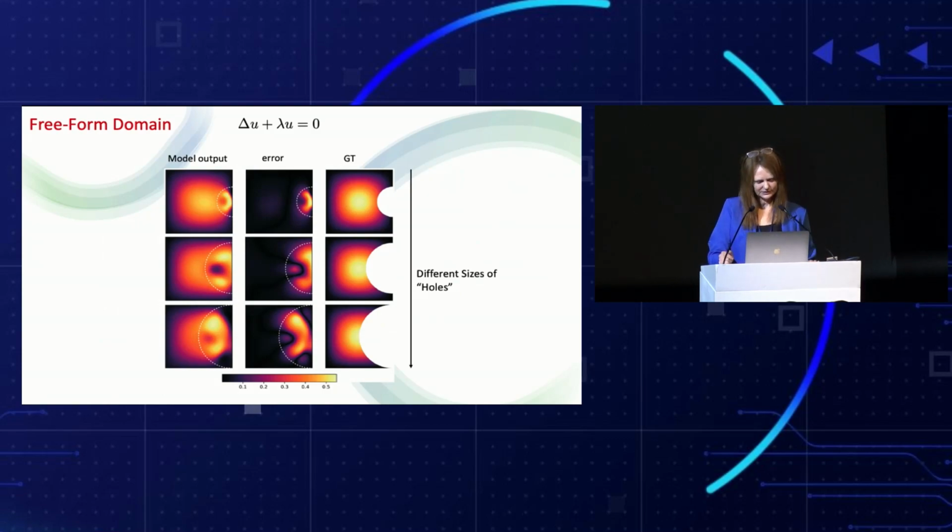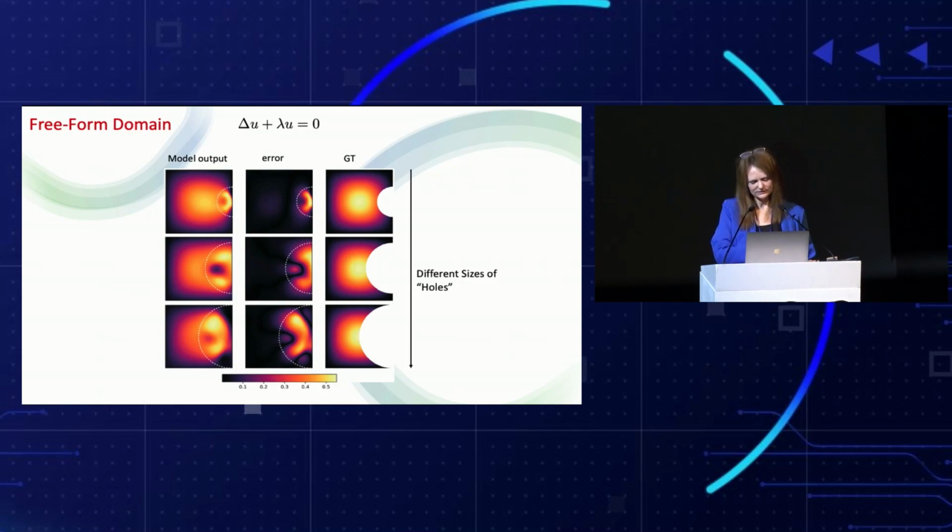The last 2 examples consider the free-form domain. In this example, the domain is not rectangular. We took a rectangle and cut a hole in it, so we have an arbitrary shape. Our algorithm doesn't care about the shape because we just throw the points inside.